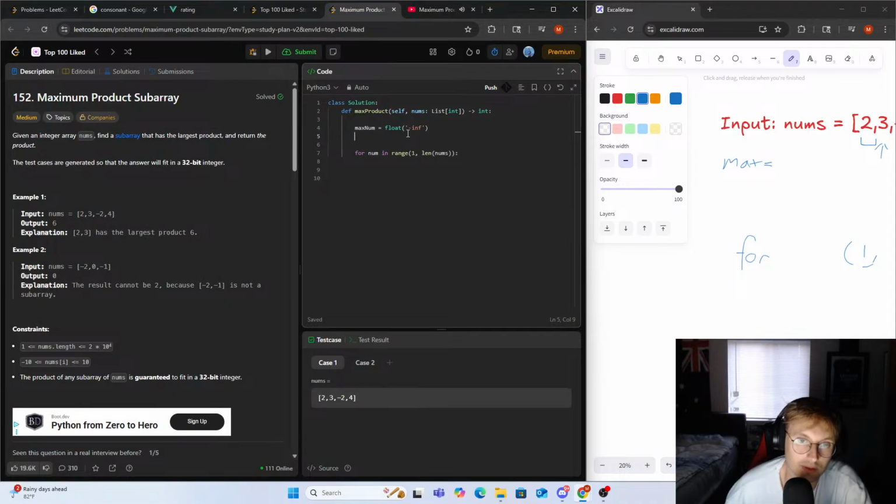Okay, wait. We're gonna need a current min, current max, probably a global max, right? They're all gonna be nums[0], right? We have a for loop here.